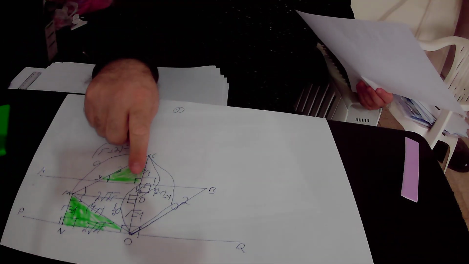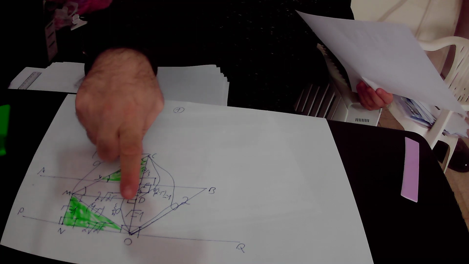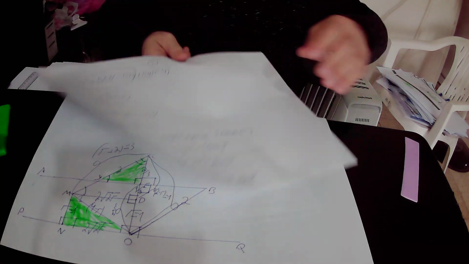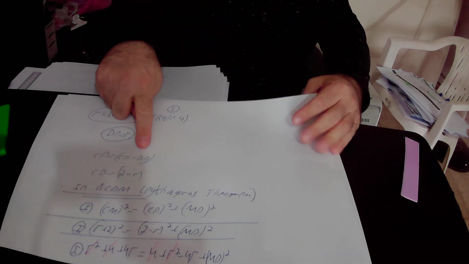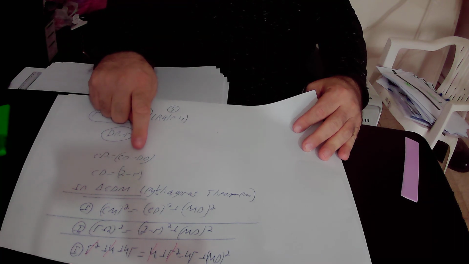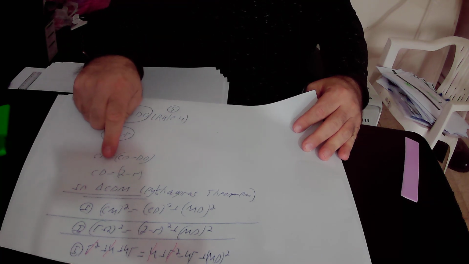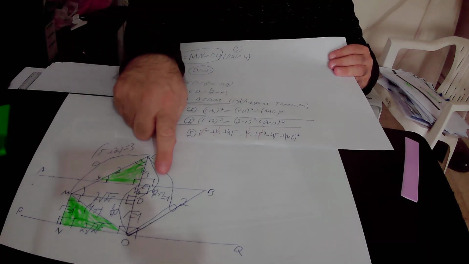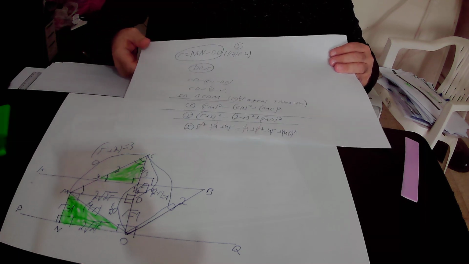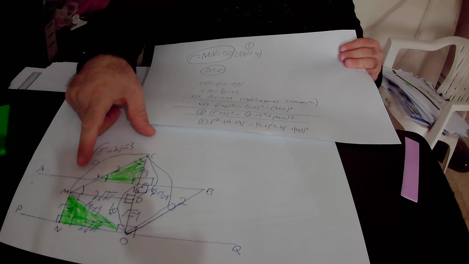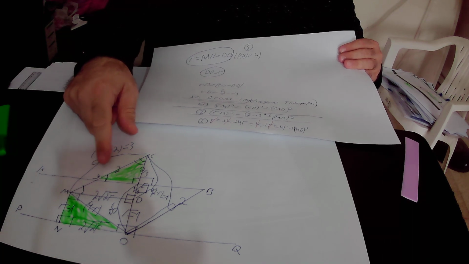So actually, CD equals CO minus DO. CD equals CO, that is 2 units, minus DO, that is R. So in total we found out that CD equals 2 minus R. And what is the value of MC? We already found out that MC equals 2 plus R.